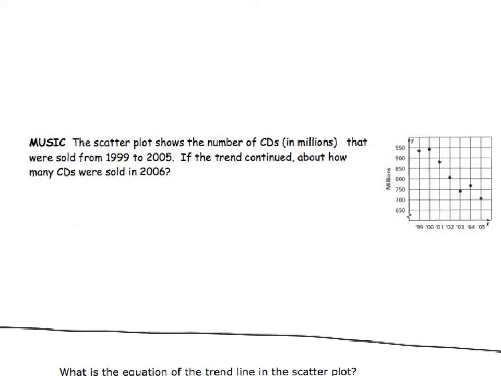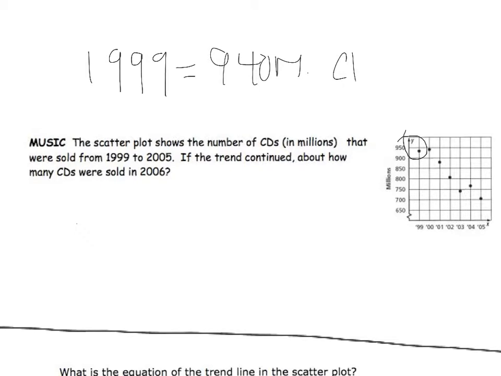So as we can see here, in 1999, about, let's say, 940 CDs were sold. So 1999 equals about 940 CDs. Sorry about the handwriting. And then in 2005, we could see that there are about 700 CDs sold. So 2005, 700 CDs.